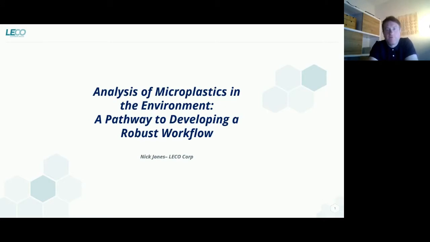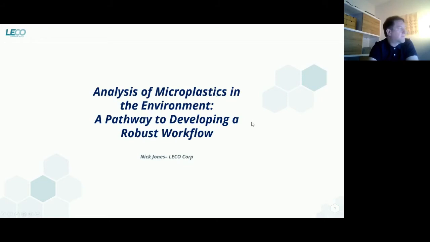And in the area of microplastics, we're working with some key researchers, and we would, of course, like to work with more in this interesting and developing area. And today, I'd like to provide an overview of the workflow considerations we're taking in order to provide an analysis solution that can increase the level of insight that can be obtained.